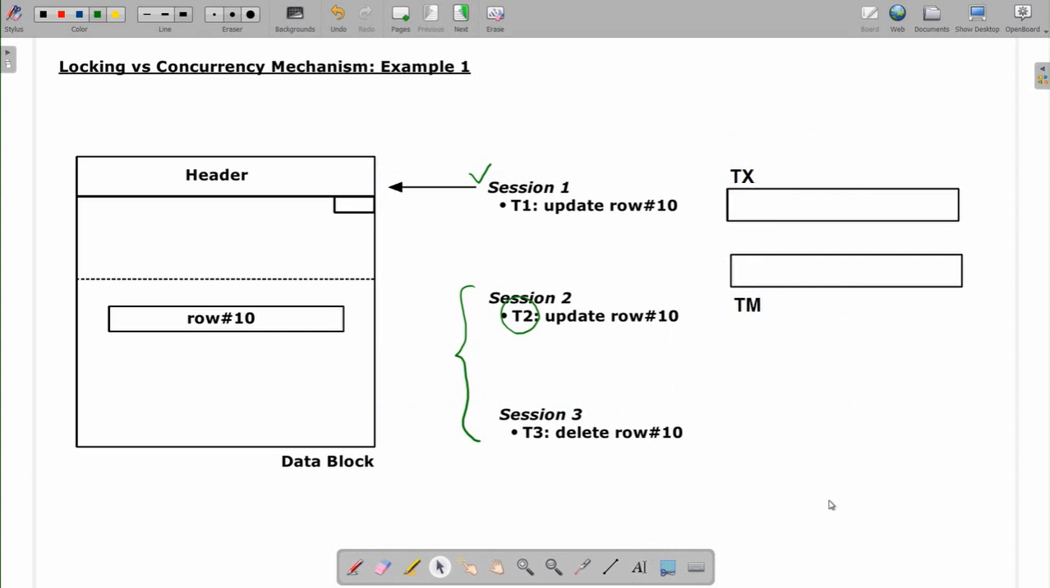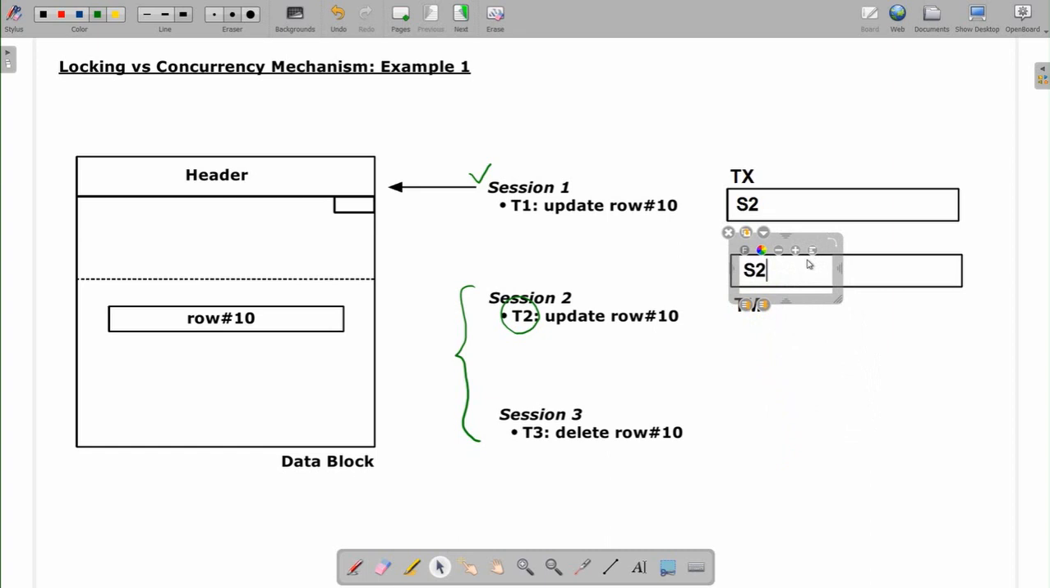So an enqueue is assigned for this transaction. If session 2 requests the same row for an update statement for DML, then session 2 must be enqueued. So we have session 2 in the transaction enqueue, and session 2's request is also placed in the shared table enqueue.